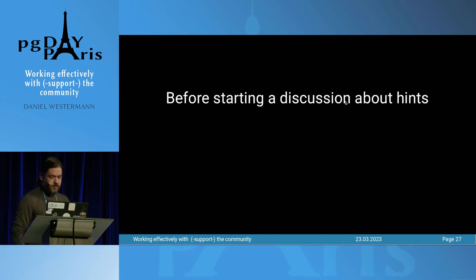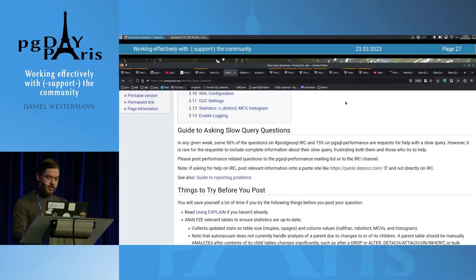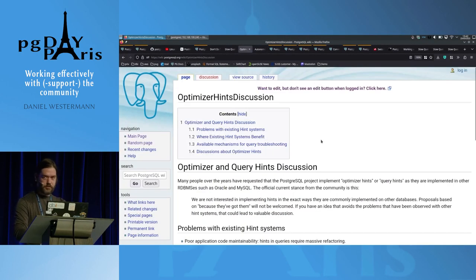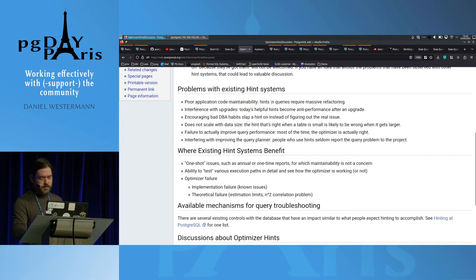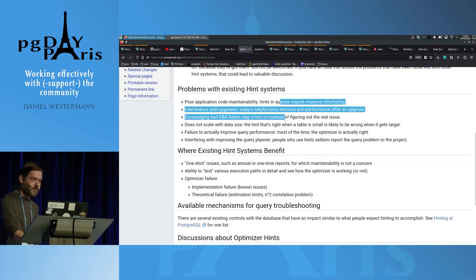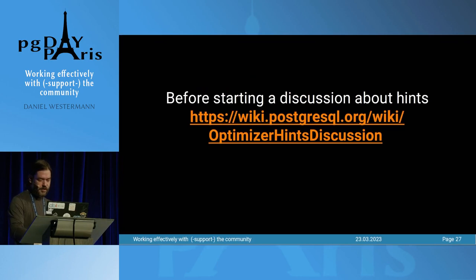Before starting a discussion about hints, this is especially true for people coming from Oracle. Please don't do it. You're aware what optimizer hints are in the Oracle world? These are the reasons for not doing it. It's not there in Postgres, and it will probably never be there. There is an extension for it, but it will not be in core. Take your time and read it, please.